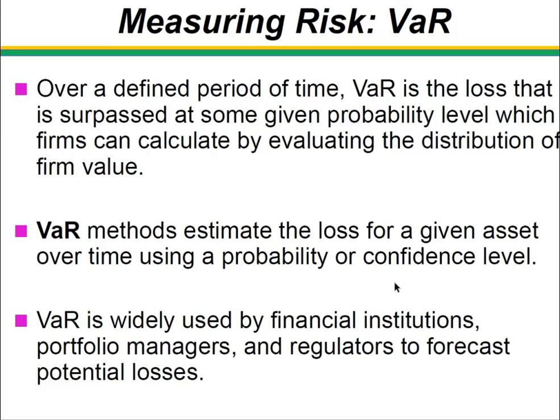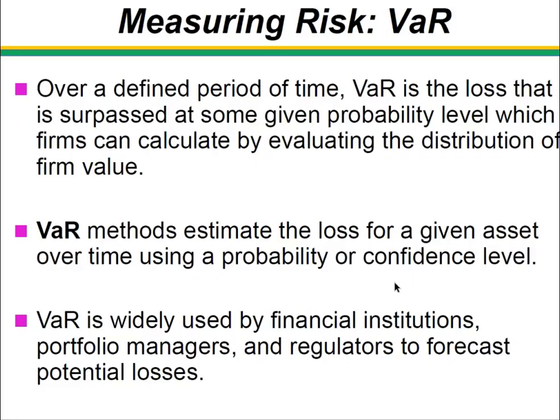Let's examine how VAR works in practice and why it is so widely adopted by financial institutions, portfolio managers, and regulators. Over a defined period of time, VAR represents the loss that would be surpassed at some given probability level. Firms calculate this by evaluating the distribution of potential portfolio values and identifying the loss level that corresponds to their chosen confidence level. VAR methods estimate the loss for a given asset over time using a probability or confidence level, making it both statistically rigorous and practically useful for decision making.